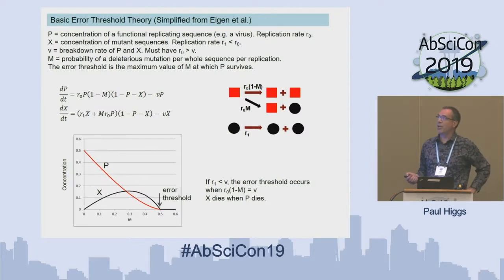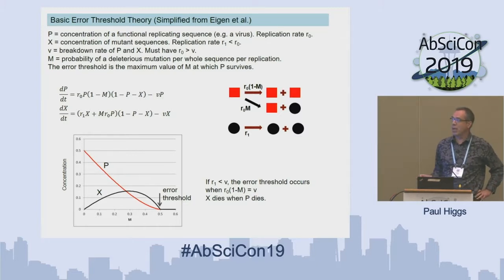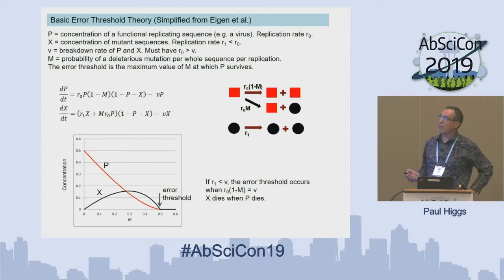The basic theory of the error threshold goes back to Eigen several decades ago, and I'm going to explain it on one slide. P is the concentration of my functional molecule, which is a red square there. It can replicate at a rate R0, and X is the concentration of mutant sequences, which are black circles here, and they replicate at a slower rate, R1, which is less than R0. There's a breakdown rate, which I'll call V, and I'm assuming for the simple case it's the same for all kinds of sequences. So in order to survive, the red ones have to replicate faster than V.